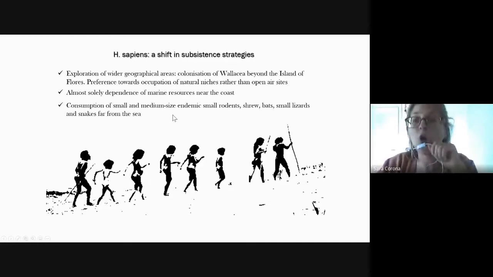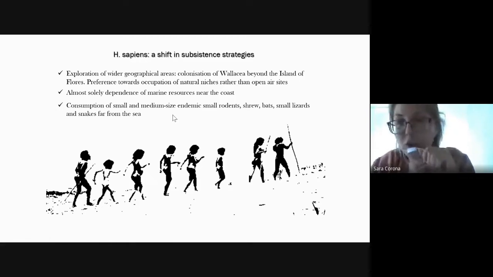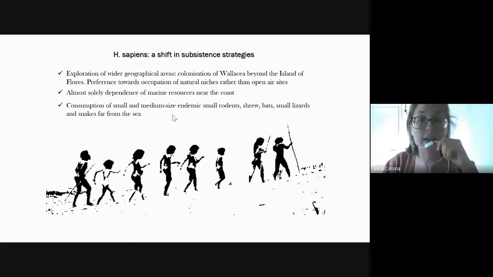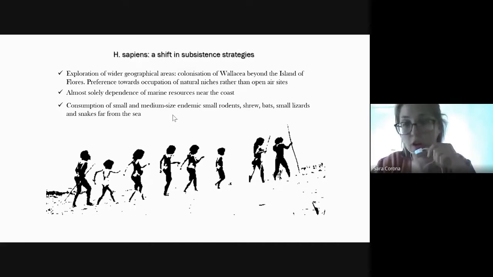There's actually consensus over what the arrival of anatomically modern humans meant in an archaeological way, what can be seen, and of course, what it meant in ways of subsistence strategies, settlement, and dispersal. We have a major shift in subsistence strategies. First of all, we have an exploration of wider geographical areas. The colonization of the whole of Wallacea starts with anatomically modern humans. Before anatomically modern humans, pre-sapiens hominins already reached the island of Flores, but they didn't go, as far as we know, beyond this island.